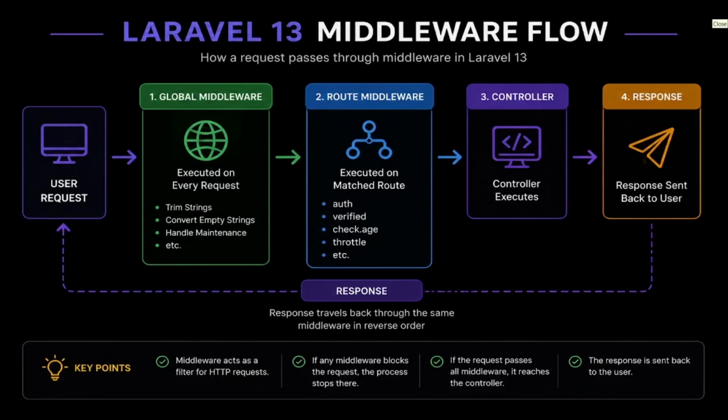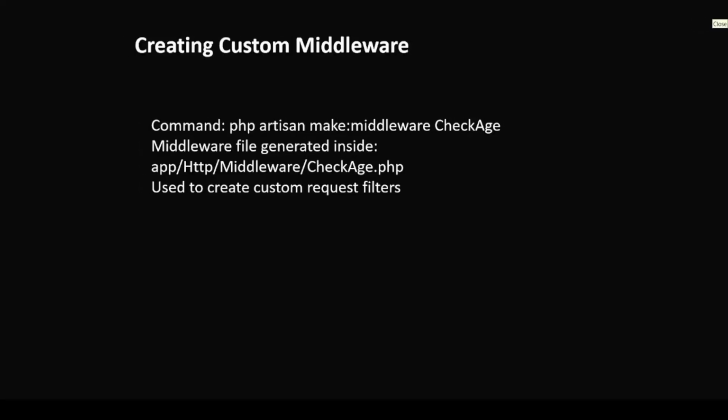If you want to create your own custom middleware, you can do that also. You can use this command, php artisan make:middleware. Suppose we are going to create a middleware to check age. So you can write here CheckAge or anything you want. And the middleware file is generated inside app/Http/Middleware/CheckAge.php. So inside this middleware, you can write your own logic related to the check.